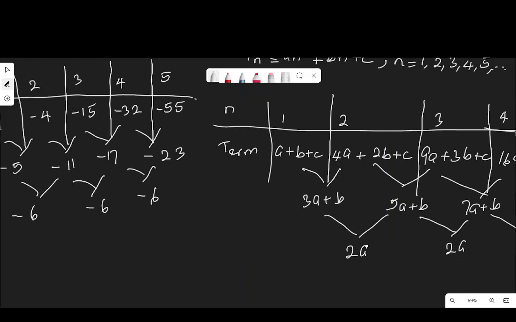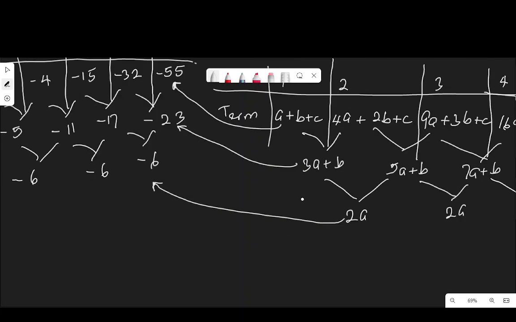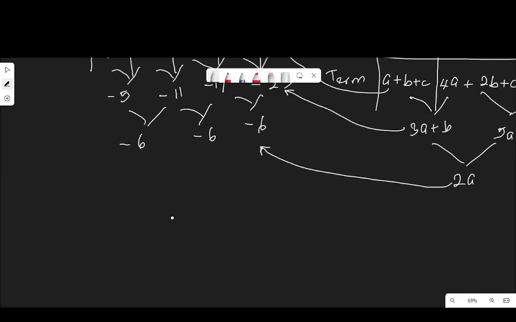So the second order difference, comparing the rows in table 1 to rows in table 2. This last row here corresponds to the last row there. The second row corresponds to the second row there. The first row corresponds to the first row there. That means starting with the last row, 2a is equal to minus 6. Dividing both sides by 2, a is equal to minus 6 over 2, which is minus 3.